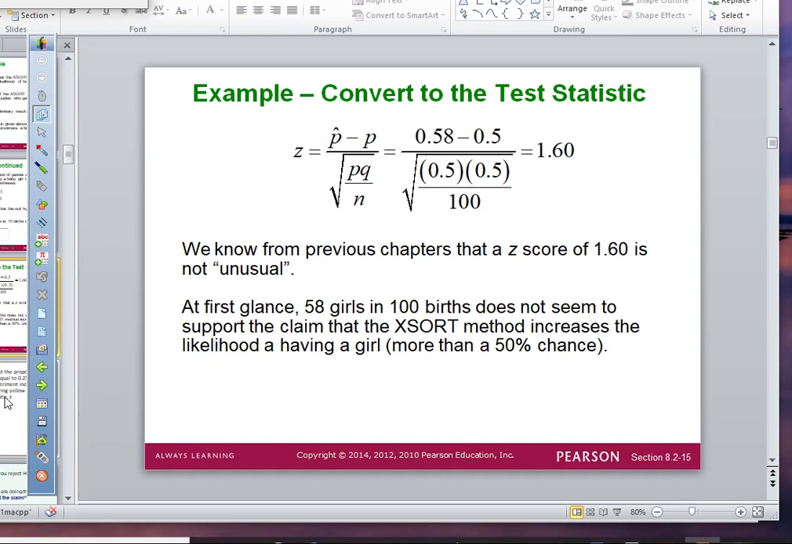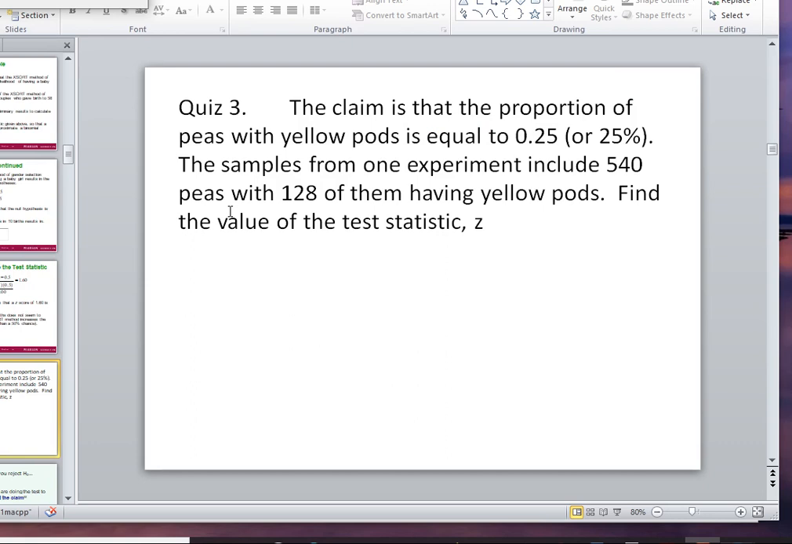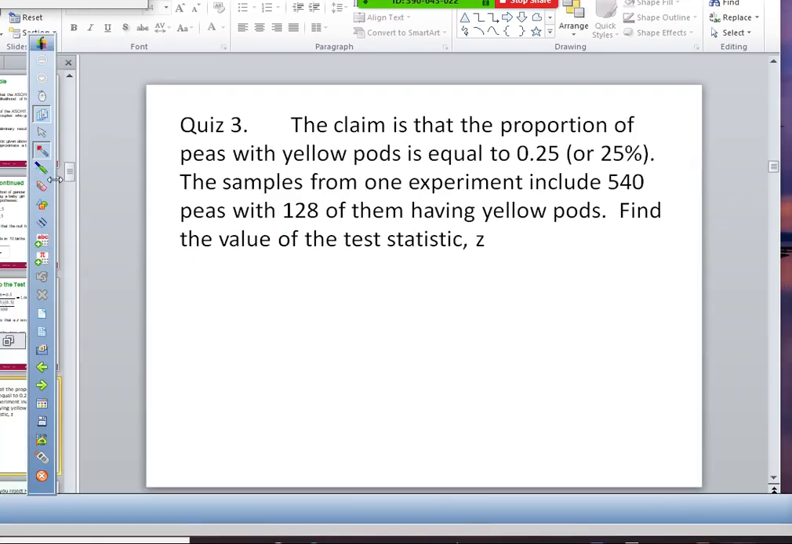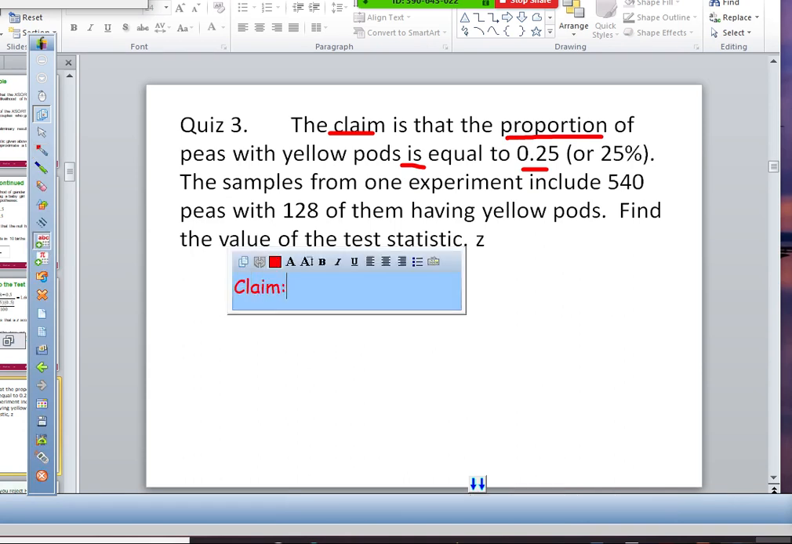Okay, so you guys had your quiz. If you look through this, you have to figure out what your claim is. The easiest thing to figure out is to find your claim first. So my claim is that the proportion P is 25%, 0.25. So this would be your claim. Claim: P is equal to 0.25.